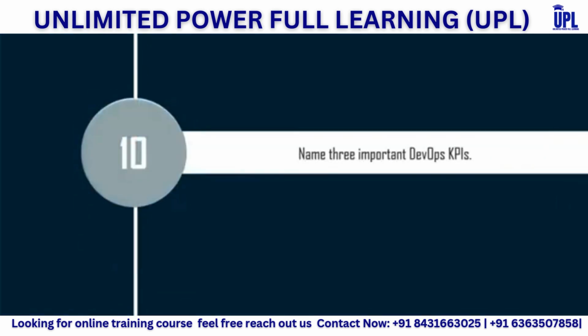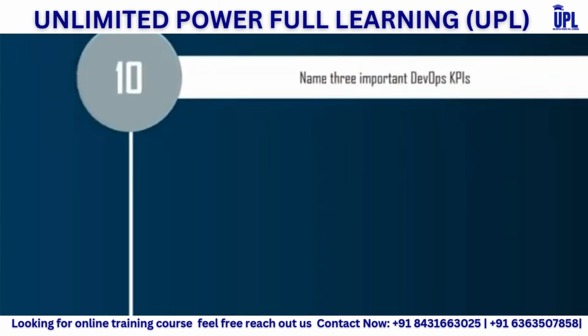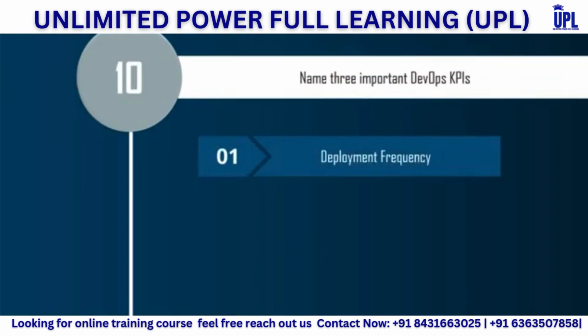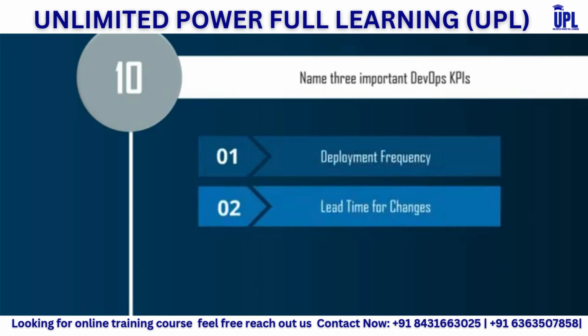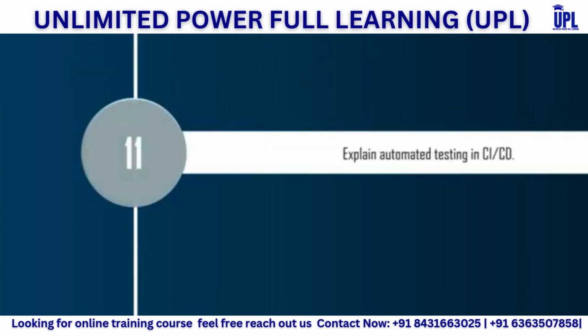Next, name 3 important DevOps KPIs. The 3 important DevOps KPIs are deployment frequency, lead time for changes, and mean time to recovery, that is MTTR. Next, explain automated testing in CI/CD.